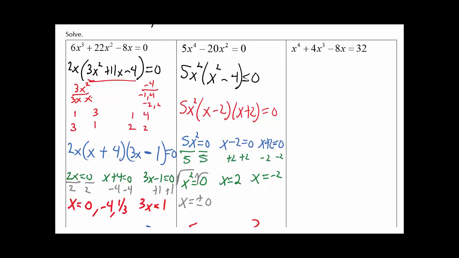Alright, so on this last one, we're going to look at all our numbers and make a decision about what to do. We got x to the 4th, we got 4x cubed minus 8x, and a 32. Well, there's not really a GCF we can take out. Like I can take x out of one side, but I've got to be able to do it to all of them. And so about the only thing I can think of to do is bring the 32 over. So x to the fourth plus 4x cubed minus 8x minus 32.